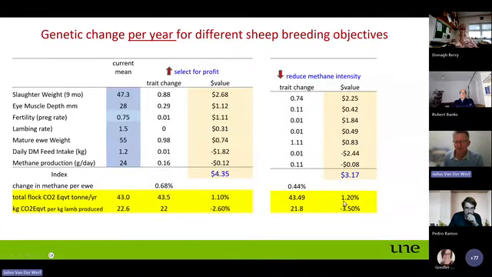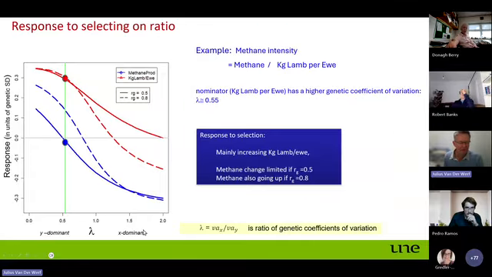But the profitability doesn't go up as much. And that is back to what Mark said, and I have a similar result here. So we talked about lambda earlier, and if lambda is below 1, then the denominator is dominant. So that's basically the productivity in this case. How much lamb do you produce per ewe? You can also read it as how much milk do you produce per cow.